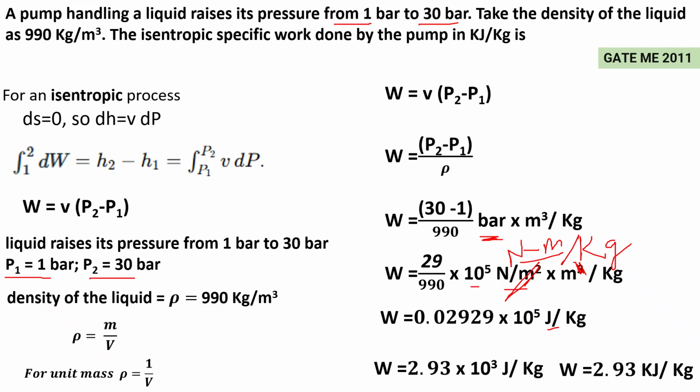And finally this can be written as W equal to 2.93 kilojoule per kg. We have to express this value in kilojoule per kg. So work done by the pump W equal to 2.93 kilojoule per kg. So the answer is 2.93.